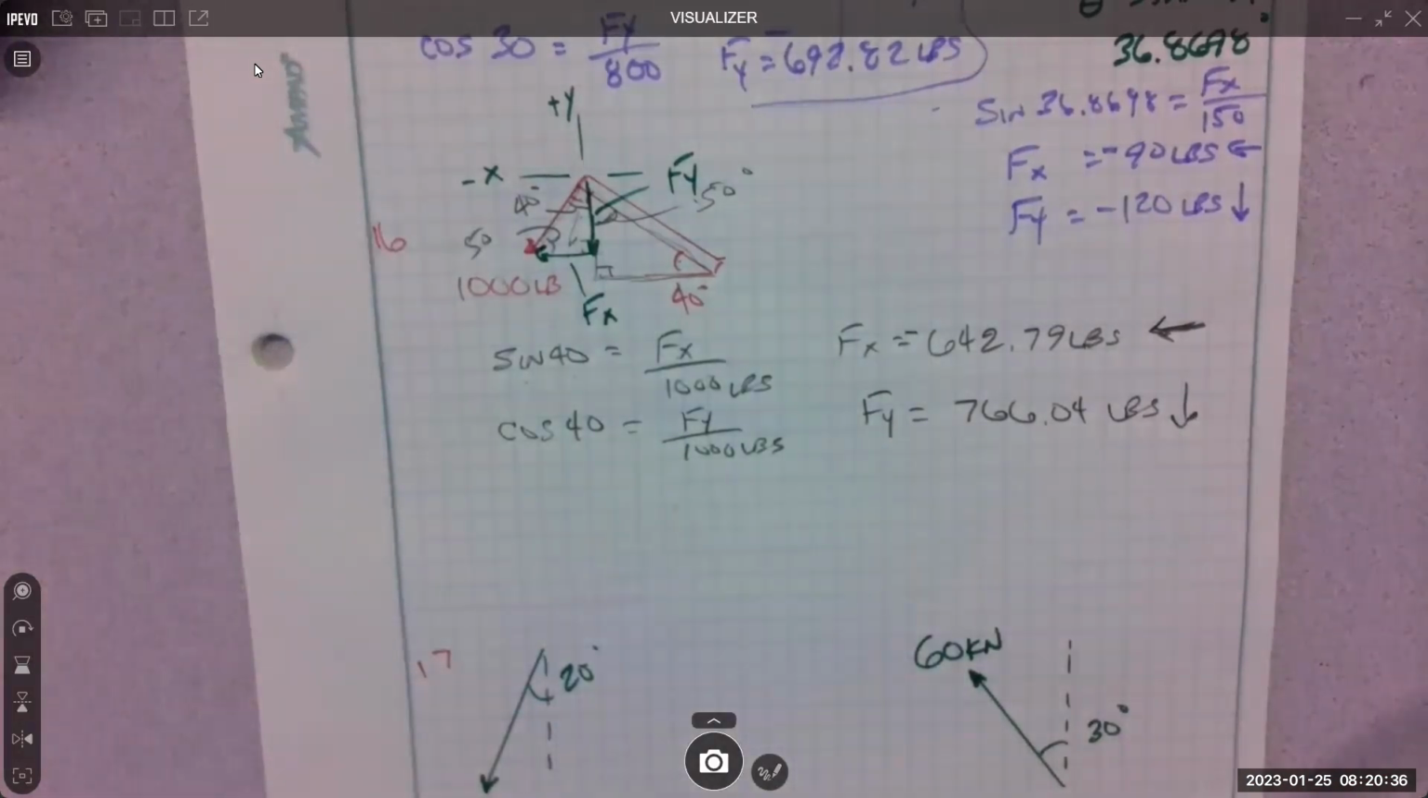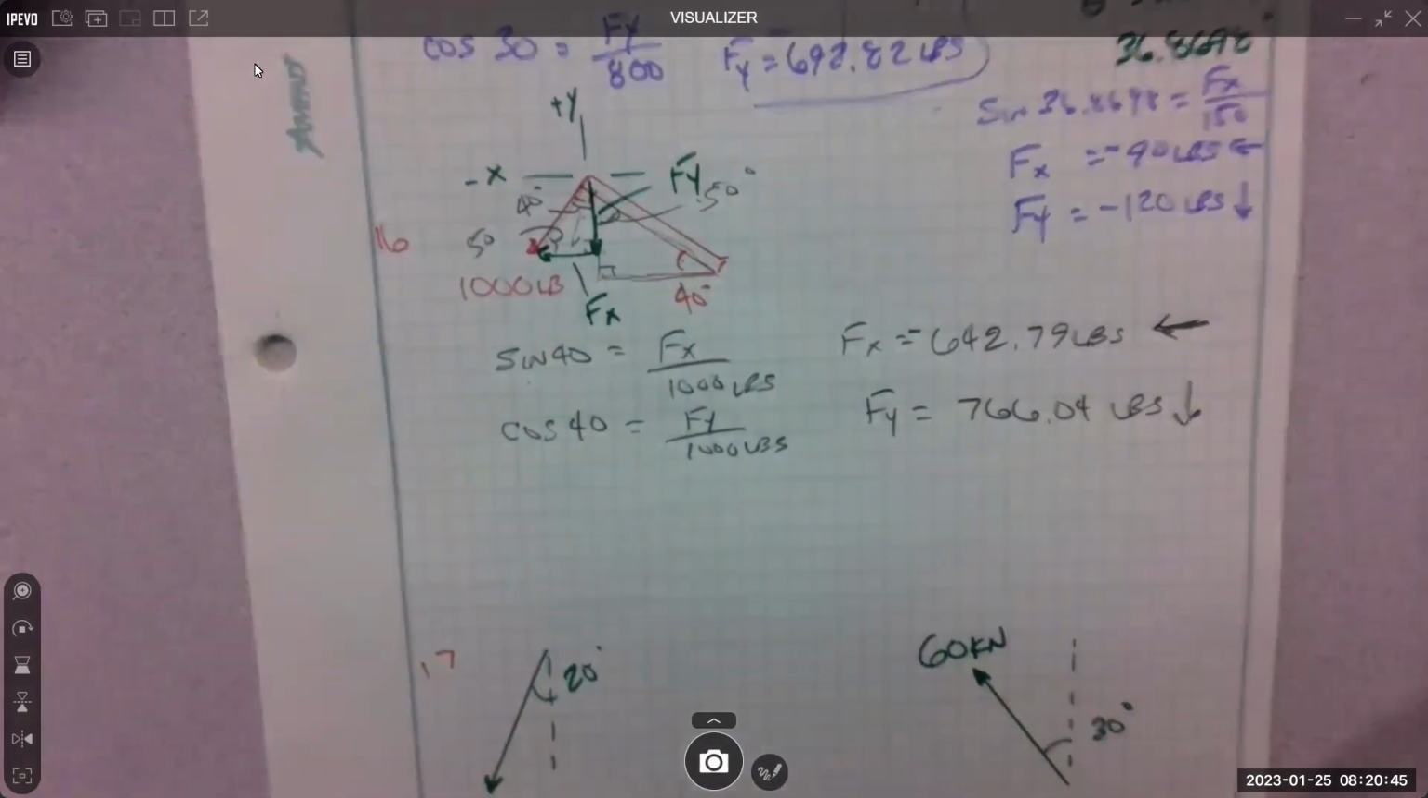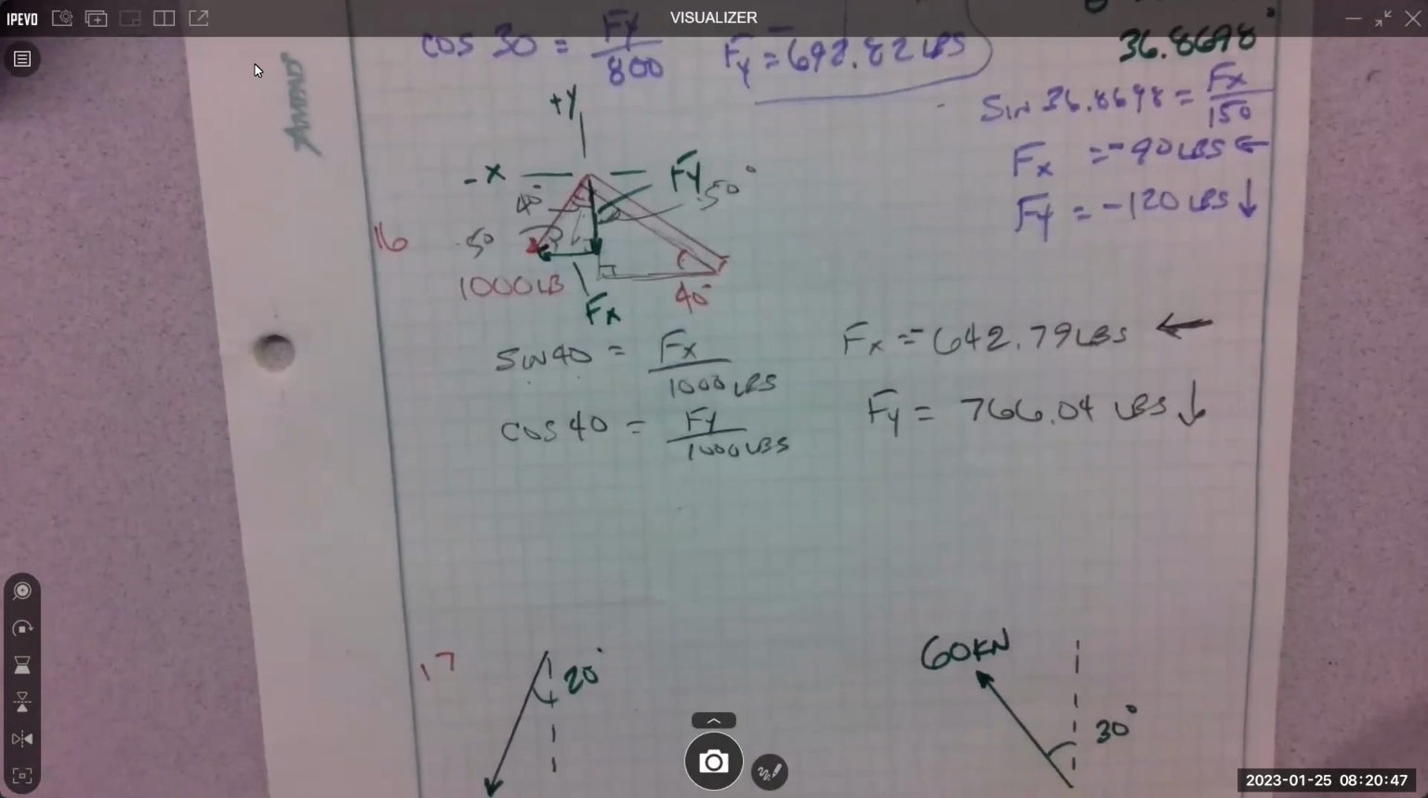It's good, Ben? Is that how you did it? Kinda. Yeah. Excellent. Good. So draw the picture. That's super helpful. Got to draw the picture.